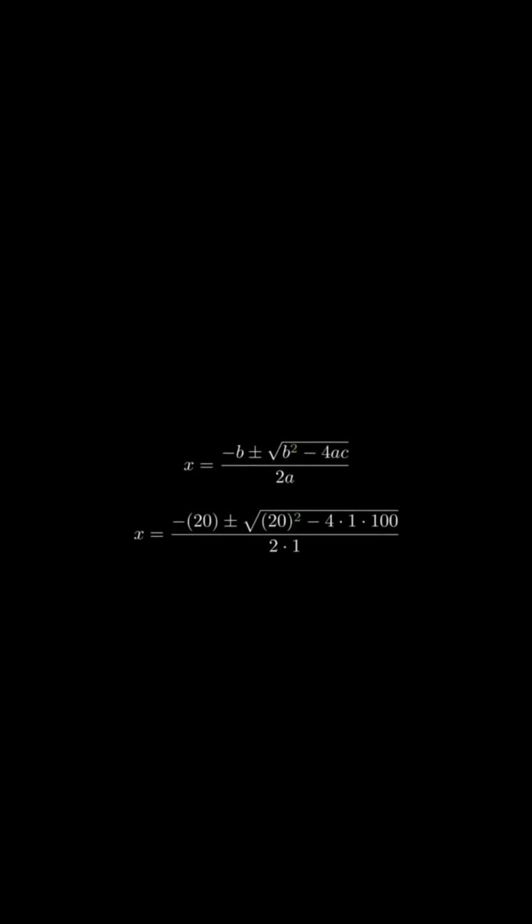With all values substituted, let's simplify the expression step by step to find the solution. First, let's evaluate what's inside the square root. We need to calculate 20 squared, which is 400, and then subtract 4 times 1 times 100, which is also 400. Notice that the discriminant b² − 4ac equals 400 − 400, which is 0.